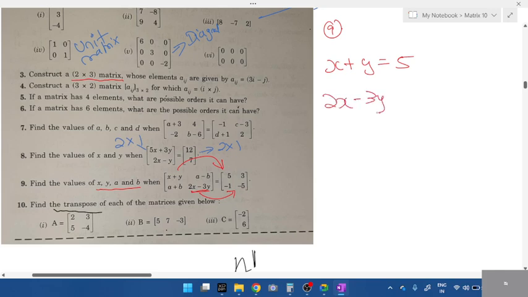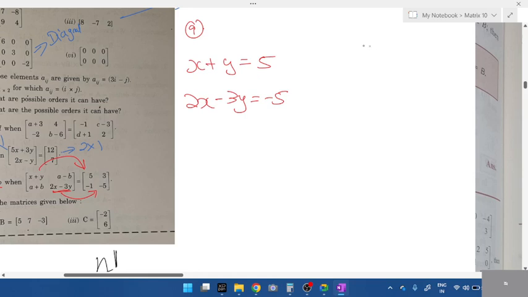2x minus 3y is equal to what? These two are one question. These two are one. Tell me the other one. A minus B is equal to 3. A plus B is equal to minus 1. Understood?